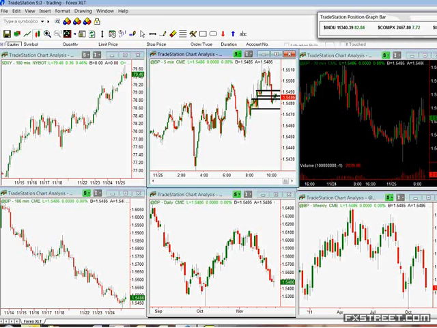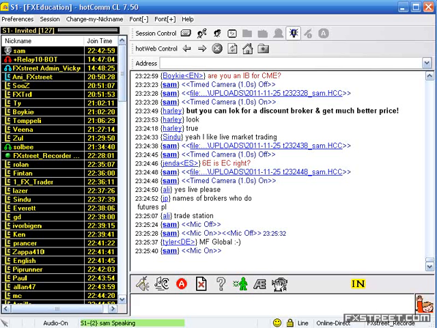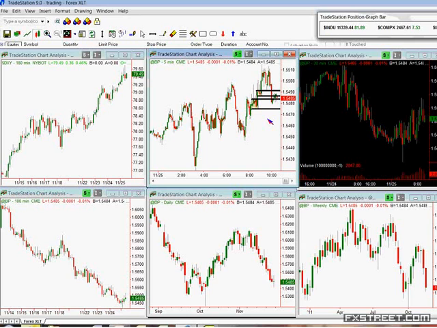Forex and Forex futures. Yeah, stay away from MF Global. I don't even think you can open an account there anymore. Yeah, not funny though. I'm sure there might be some people here that had an MF Global account.